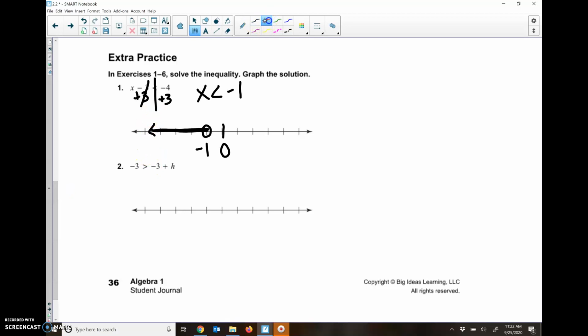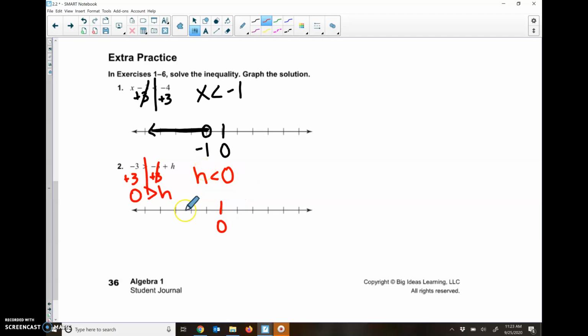All right, same thing here. It's a negative 3, so I'm going to add 3 to both sides. Negative 3 plus 3 is 0. Okay, so I have 0 is greater than h. I don't like how that's written, so I'm going to flip it around. So h is less than 0. So I'm going to change it like that for me. Okay, so h is less than 0.